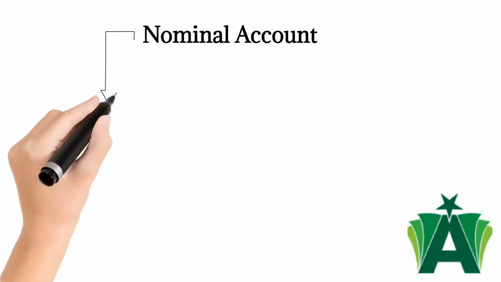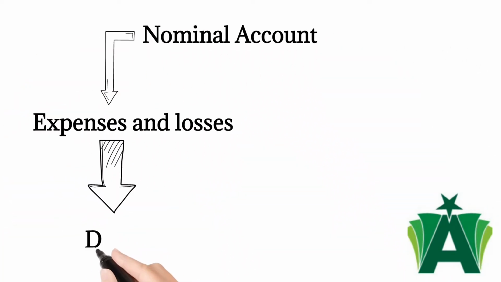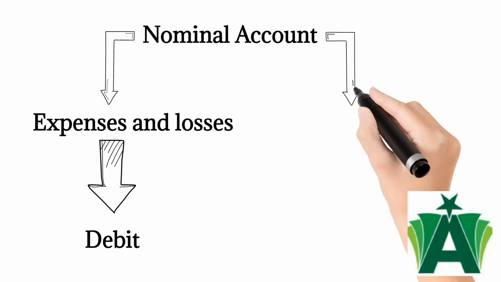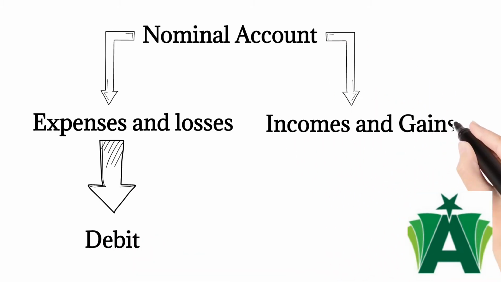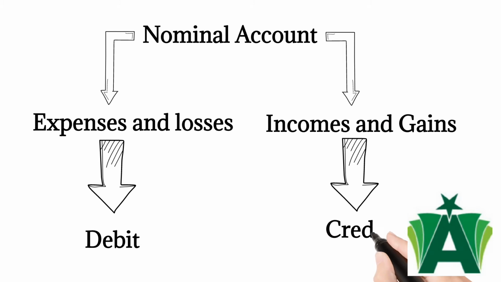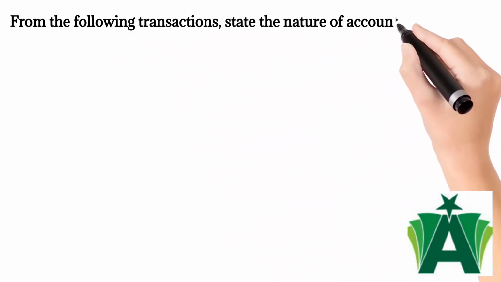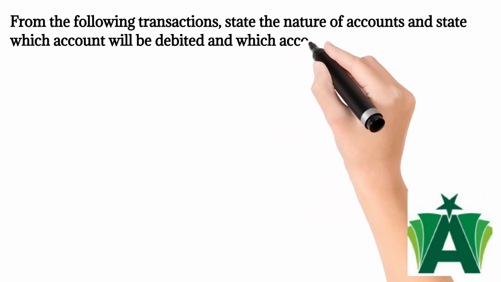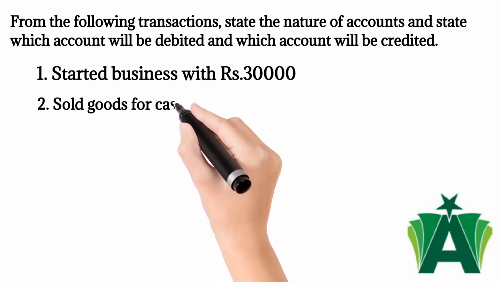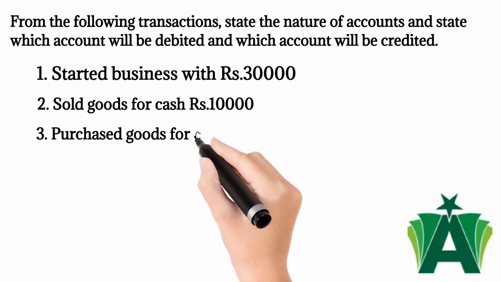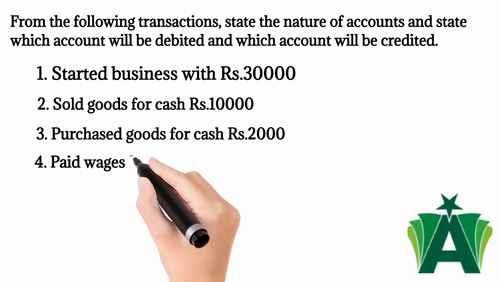Nominal account. Debit the accounts of expenses and losses, and credit the accounts of incomes and gains. When wages are paid, wages account is debited and cash account is credited. From the following transactions, state the nature of accounts, and state which account will be debited and which account will be credited. Let's start to solve these transactions.